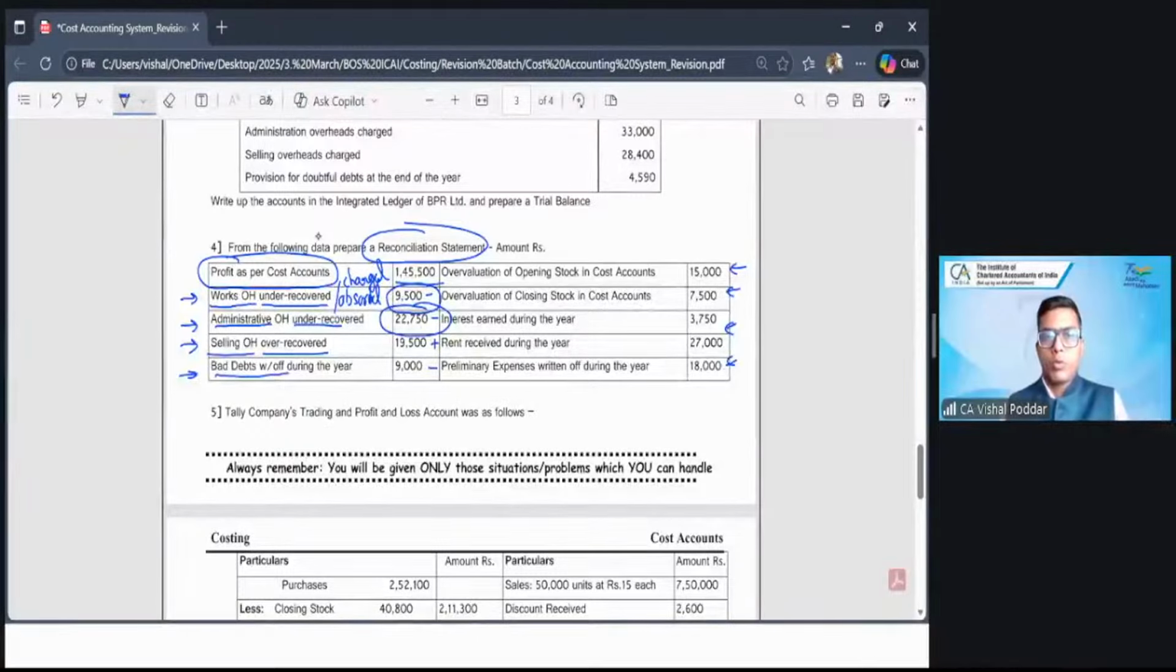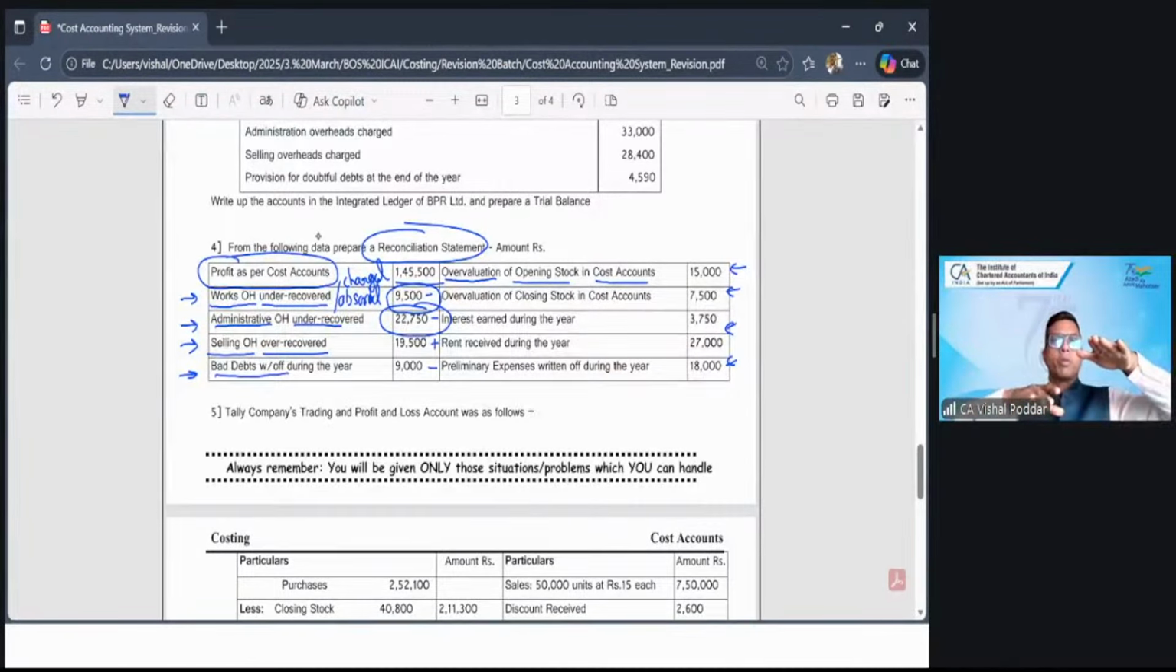Now, overvaluation of opening stock in costing books. Again, in your cost accounting books, the opening stock has been overvalued. Overvalued means as compared to financial costing, it is showing a higher opening stock. Now, please understand, opening stock is a debit item. If the debit item is higher, what will be the impact on profit? The profits would be lowered.